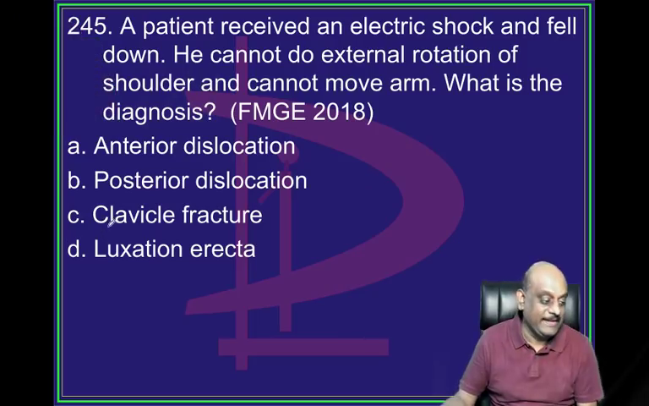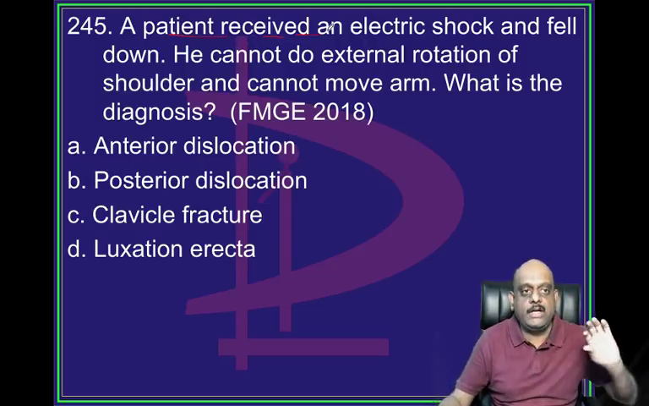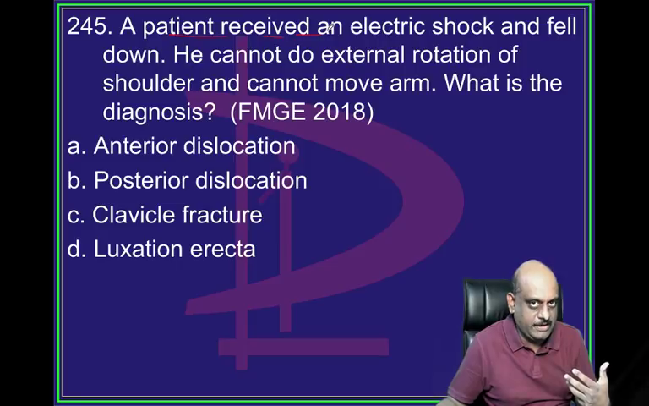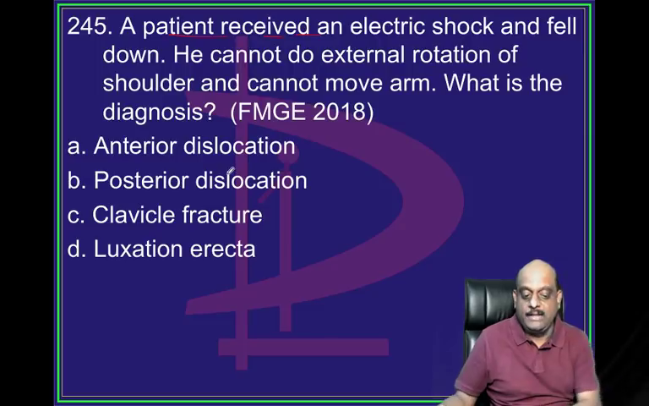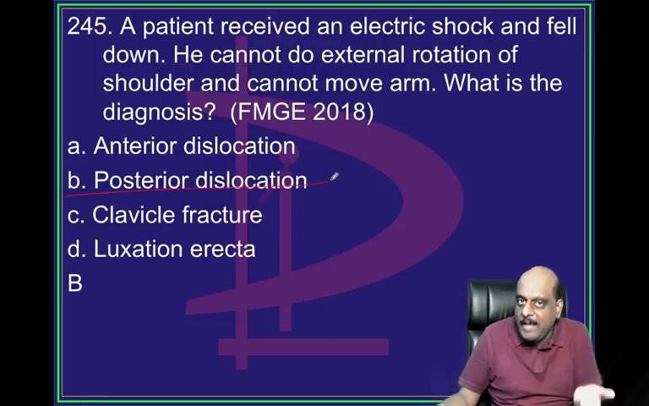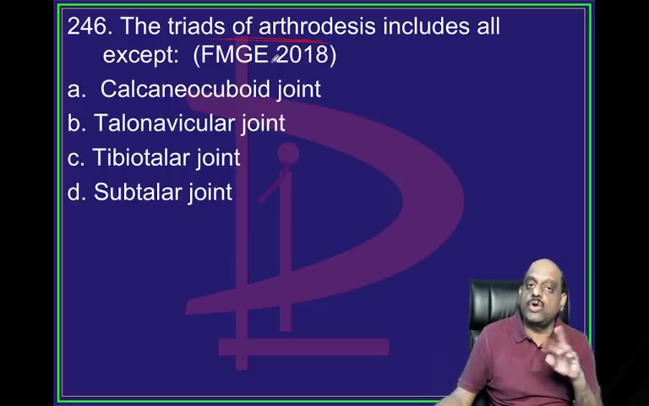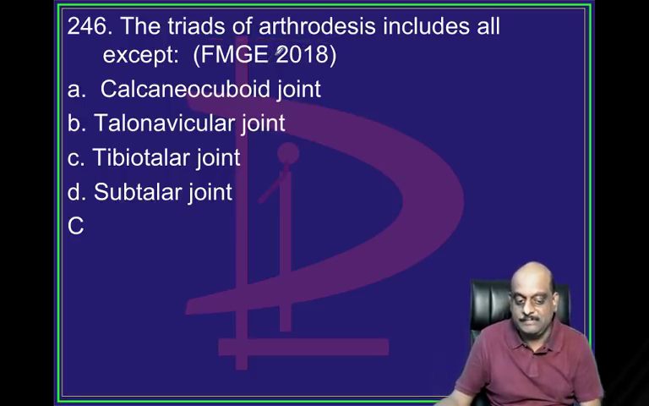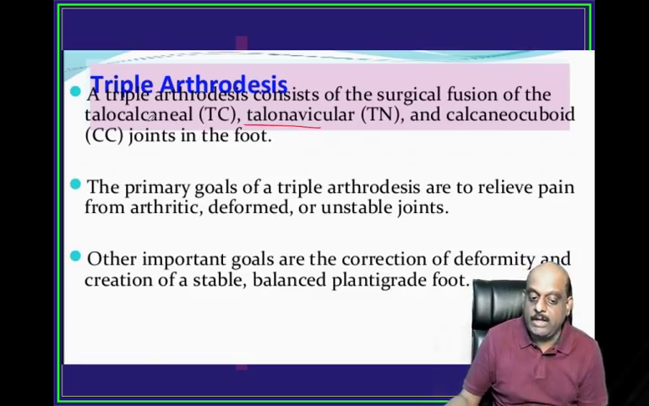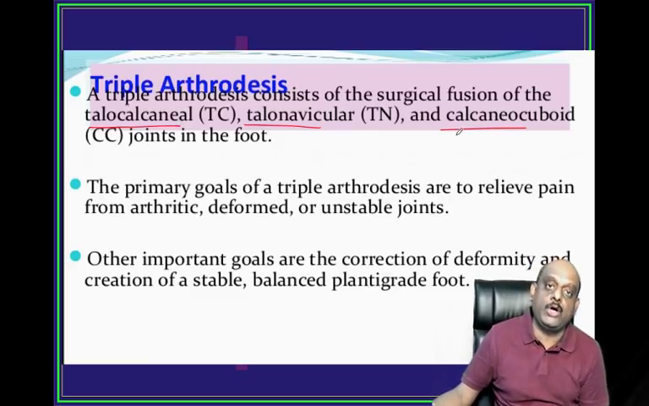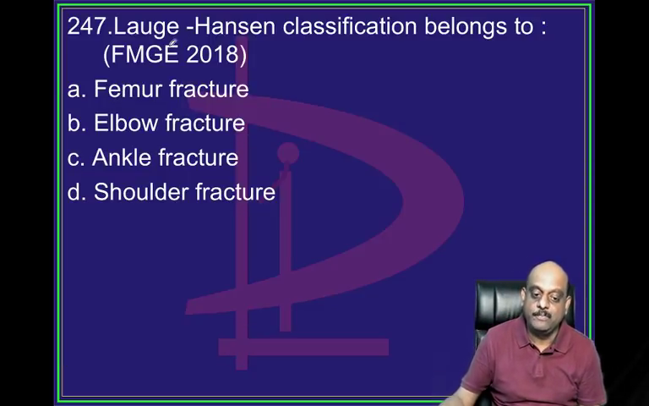Right now, a patient received an electric shock and fell down. Most of the times, what is the shoulder dislocation? Anterior dislocation. But those who take electroconvulsive therapy, those who have epileptic seizures, they develop the posterior dislocation of the hip, is what you should remember. What is the triad in triple arthrodesis? So you all know very well. Talonavicular, talocalcaneal, calcaneocuboid are the 3 things in triple arthrodesis.